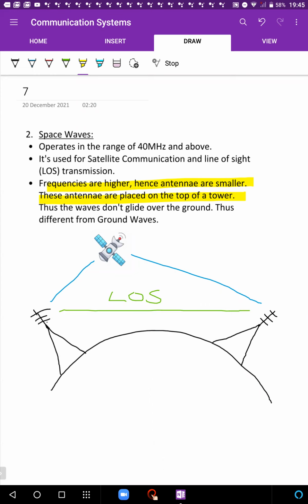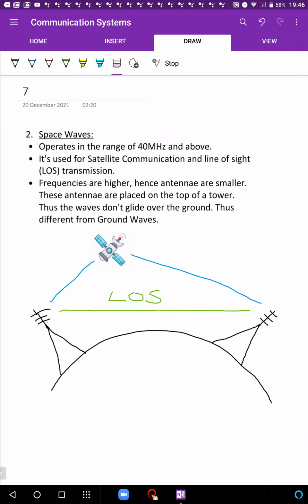So that's the basic simple idea. That's the basic difference between space waves and ground waves. Ground waves में एंटीना बड़ा है, जमीन पे है, waves ground के ऊपर ग्लाइड होके जाएंगे, लो फ्रीक्वेंसी के लिए है. स्पेस वेव्स में एंटीना छोटा है, हाइट पे है, पूरा टावर एंटीना नहीं है, टावर के ऊपर एंटीना है छोटा सा, एंड हाई फ्रीक्वेंसीज के लिए है, and the waves do not slide over the ground.